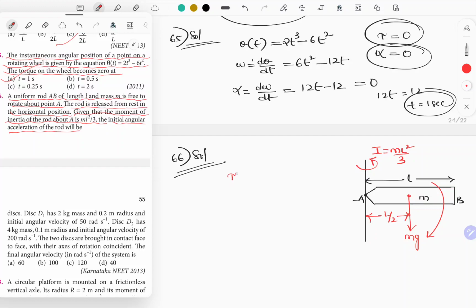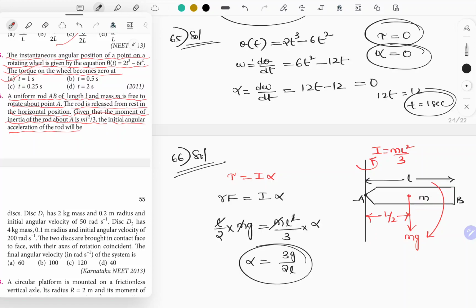Then torque is equal to I alpha. I need angular acceleration, so let's find that. Torque is nothing but R into F, which is equal to I into alpha. R is L by 2, so L by 2 into F. What's the value of F? F is mg, because of this only the object is rotating. So I is m L square by 3 into alpha. So m L will get cancelled. Alpha is equal to 3g by 2L is the answer.